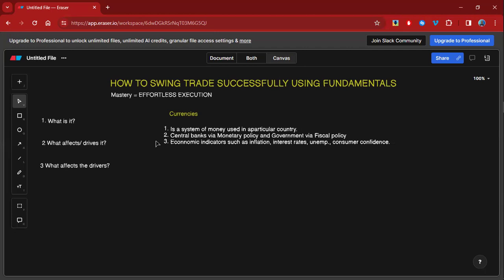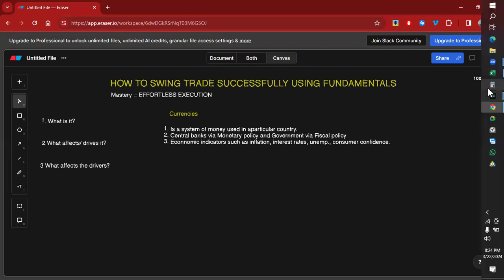So whenever you're looking to understand currencies, the first thing is to know it is a system of money. That is what it is. And then who controls or manages the system of money? It is central banks via monetary policy, and governments via fiscal policy. And then we have economic indicators such as inflation, interest rates, unemployment, consumer confidence that affect the drivers, which is central banks and government, to make their decisions on how they will manage the system of money.